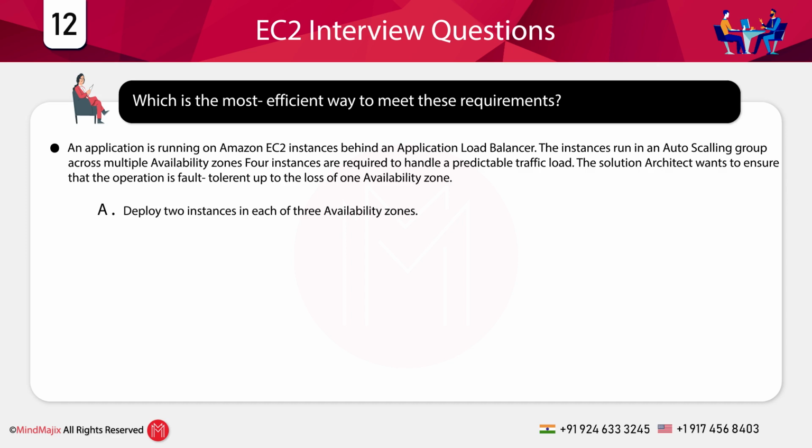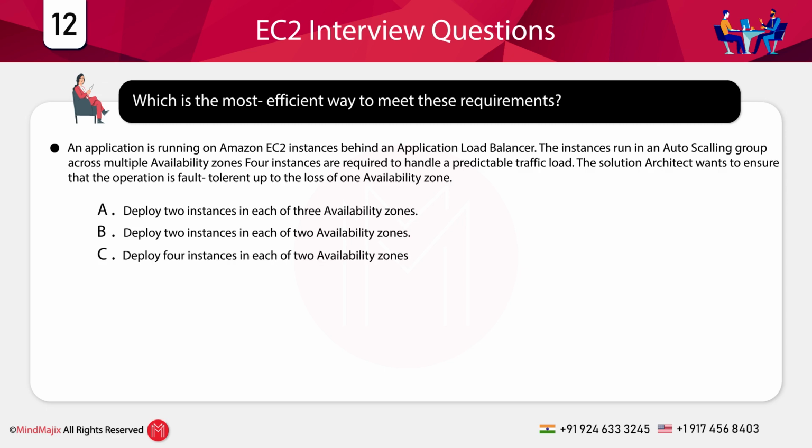Let's talk about B, C, D as well. Deploy 2 EC2 instances in each of 2 availability zones. If one fails, we'll have only 1 availability zone with 2 EC2 instances, not meeting my requirement. Deploy 4 instances in each of the 2 availability zones, 4 and 4. If one fails, we'll still have 4 instances in one availability zone. Okay, this is also meeting my requirement.